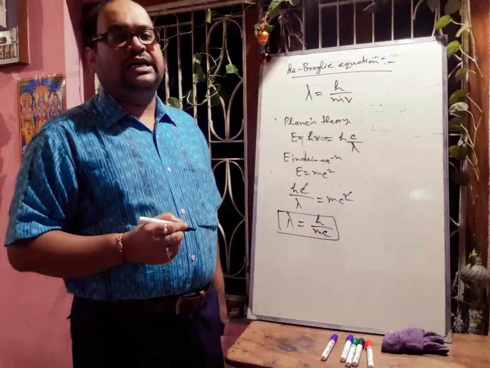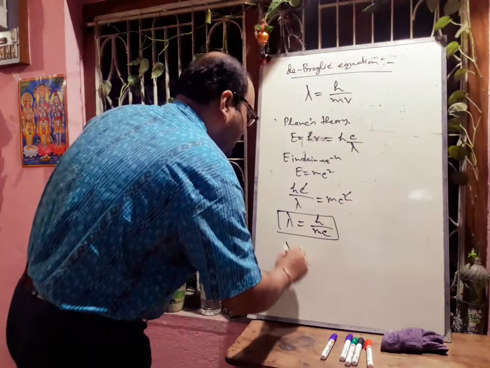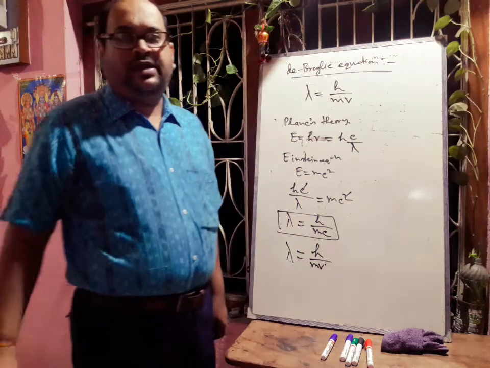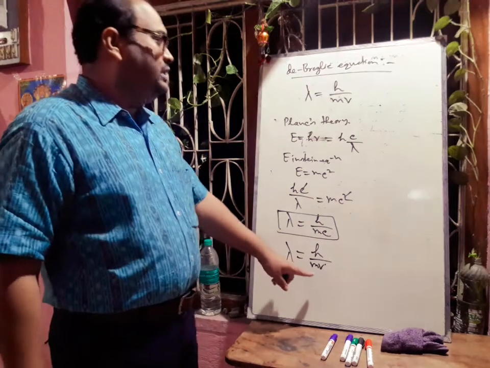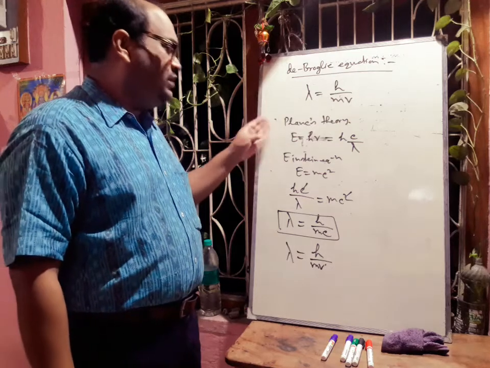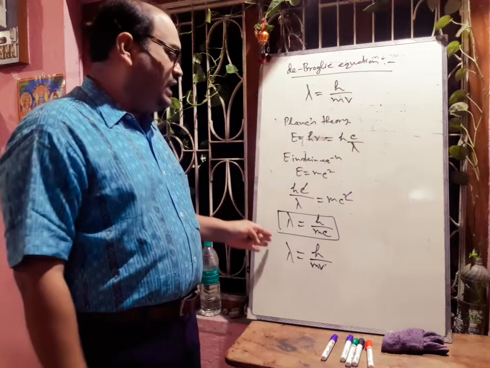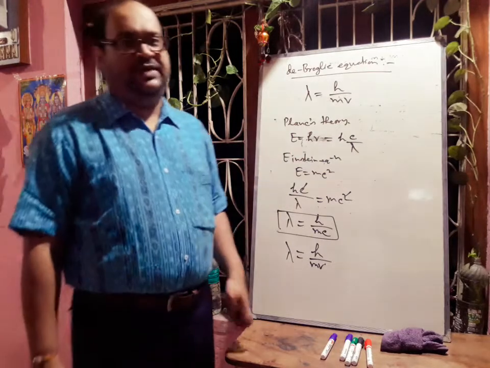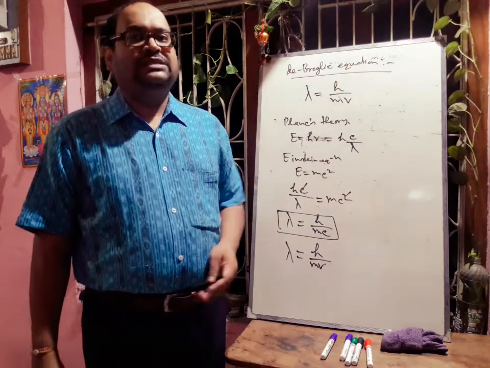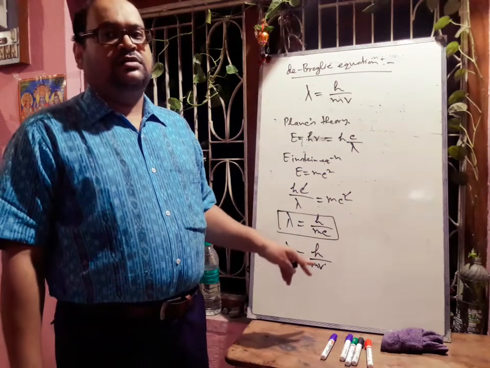Now if we consider a particle having the velocity v, then we can write that lambda is equal to h by mv. That is nothing but the de Broglie wave equation. So by combining these two theories, that is Planck's theory and the Einstein equation, we can easily derive this lambda is equal to h by mv. This equation, lambda is equal to h by mv, is also known as the de Broglie equation.